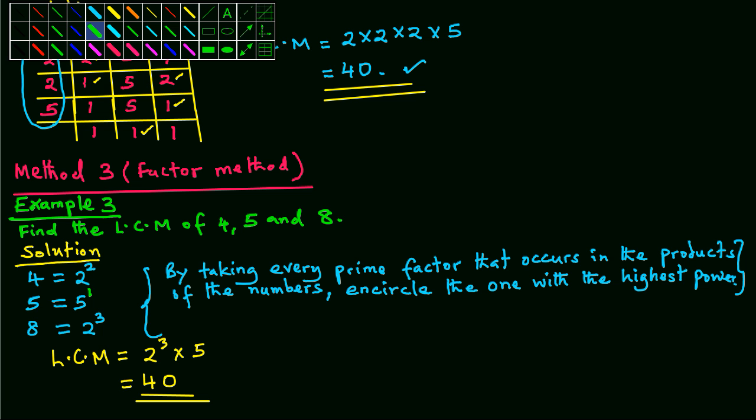So all the factors that appear here are 2 and 5. So for 2, the highest power of 2 in these numbers is 2 power 3. So that forms part of the LCM. And 5, we only have one number with 5. So the rest can be assumed to be having 5 power 0. So the highest power there is 1. Now that gives our LCM as 2 power 3 times 5, which is 40.